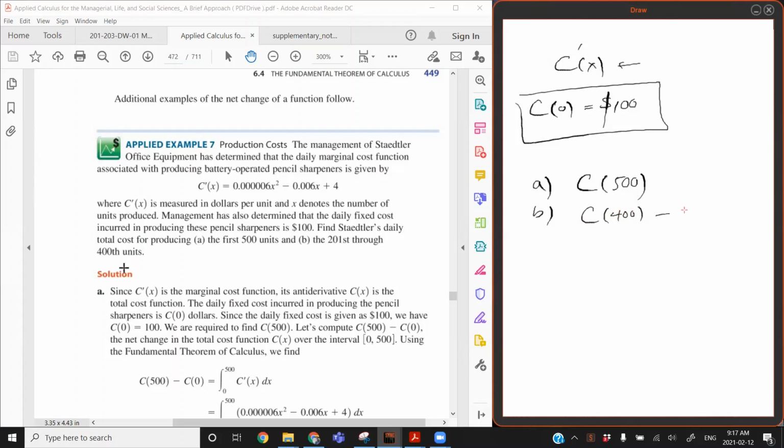So basically, you're trying to figure out what C of 400 minus C of 200 is. That's the net cost incurred by producing the second batch of 200 pencil sharpeners. So answering part 1, you don't need anything about the things that we talked about today.